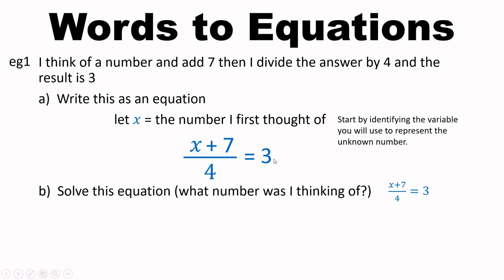So going backwards through this, getting rid of that 4, the opposite of divide is multiply. Then to get rid of the 7, the opposite of add is subtract. So x is 12 minus 7. So the number that I first thought of must have been 5.